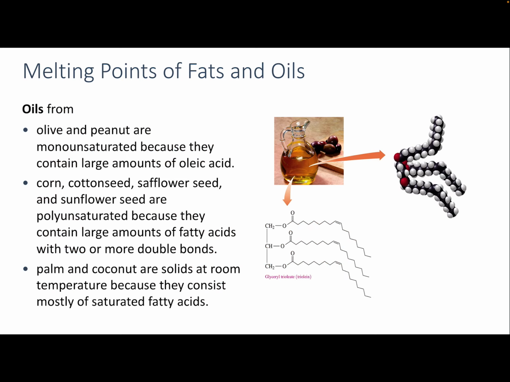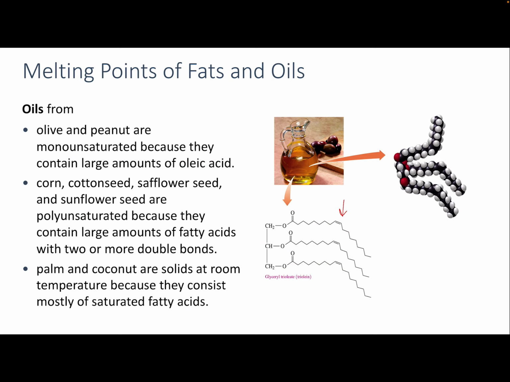Oils, as you can see here, olive and peanut oils, they're monounsaturated because they contain a large amount of oleic acid. Oleic acid is a monounsaturated fatty acid. So it's because they have that fatty acid that their triglycerols or oils are liquid. Corn, cottonseed, safflower, sunflower, these are polyunsaturated, and they have more than one double bond in them. So again, it's the fatty acid that you contain that makes you an oil compared to a fat.